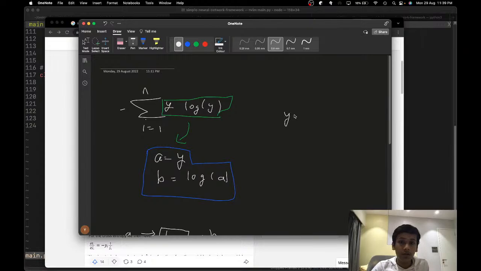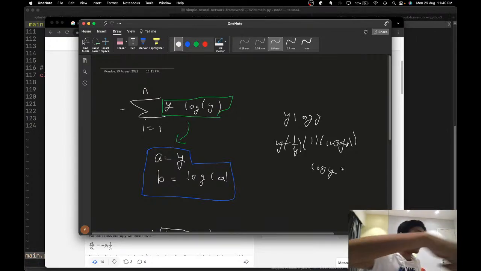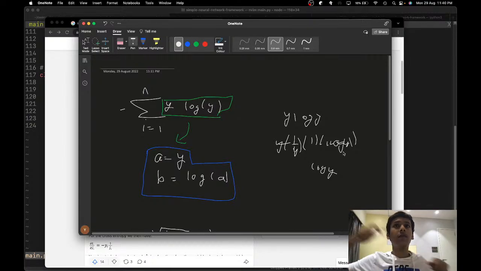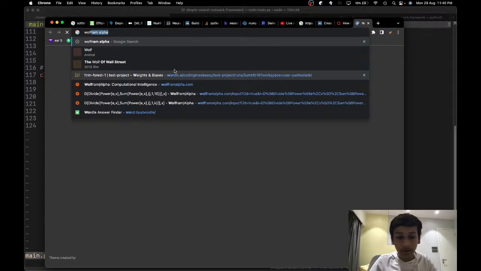Alright, so if we do y log y, and if we are doing chain rule, it's gonna be f g prime x, so it's gonna be y times 1 over y, and then f prime x, so that's gonna be 1 times log y. If we cut that off, we get log y. Is that gonna be the derivative? I'm pretty sure that's not the case, but let's have a look. Let's open up Wolfram Alpha. I'm gonna have to verify this in some way or the other.